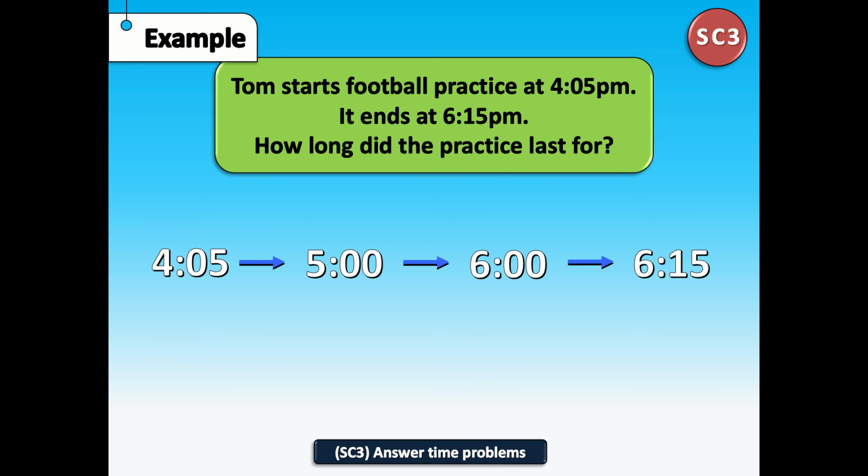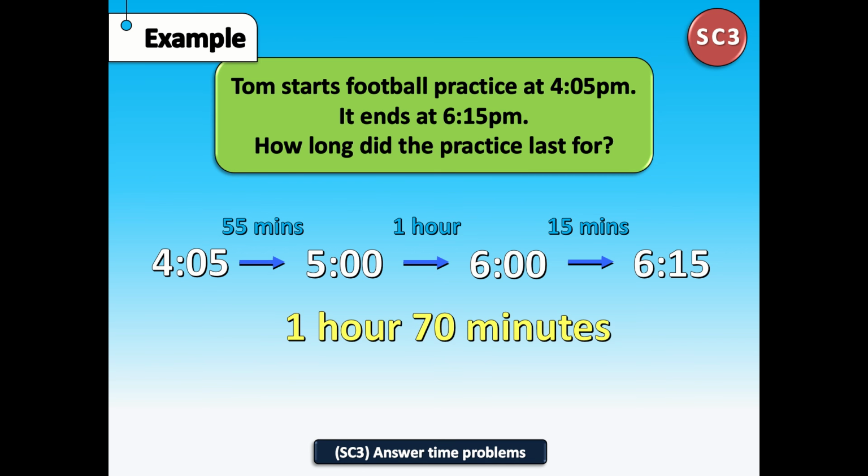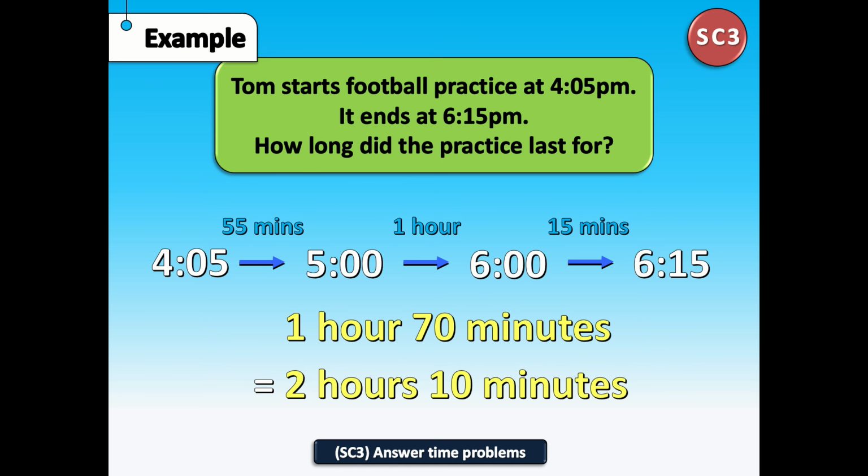So to go from 4:05 to 5 o'clock, that's 55 minutes. To go from 5 till 6, that's an hour. And then to go from 6 to 6:15 is 15 minutes. So then we add all those times together. So that's 1 hour and 70 minutes, which is better written as 2 hours and 10 minutes.